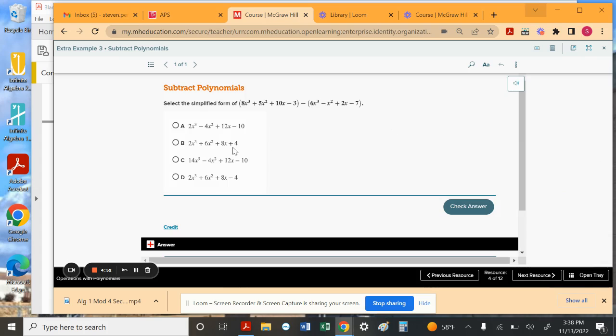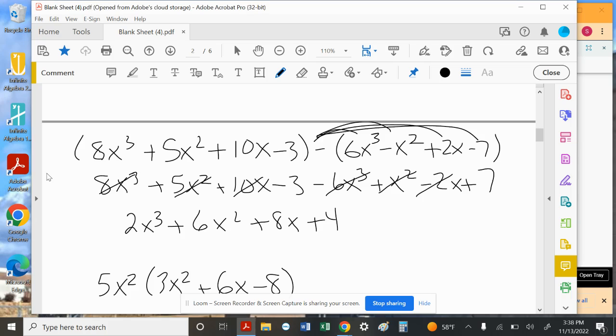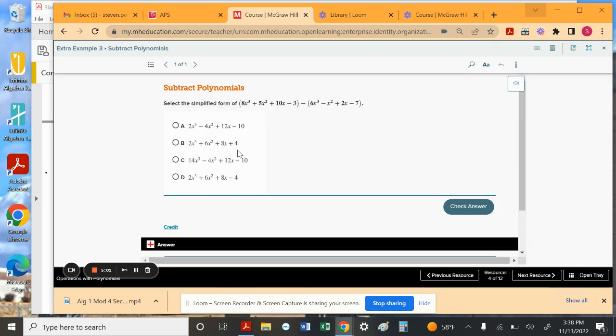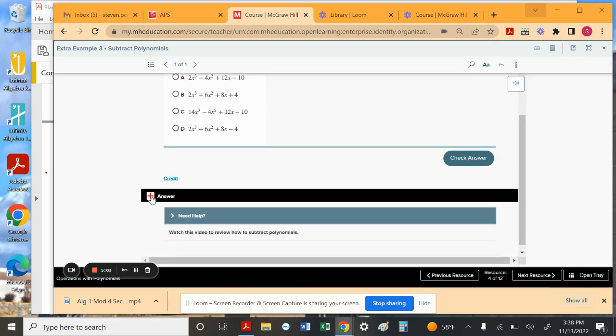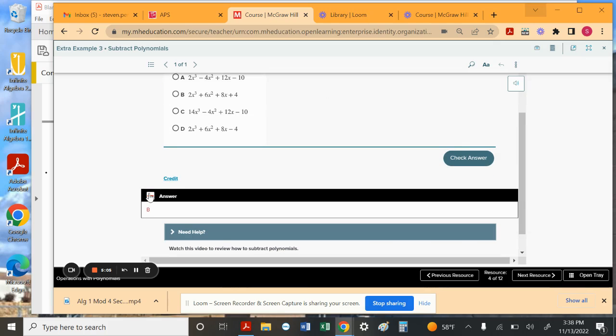2, 6, 8, and 4. Looks good. And that should be positive 4. Yes, that should be positive 4. So we have a positive 4 there, so it should be B. So the answer should be B. Okay, and we can see that answer there.